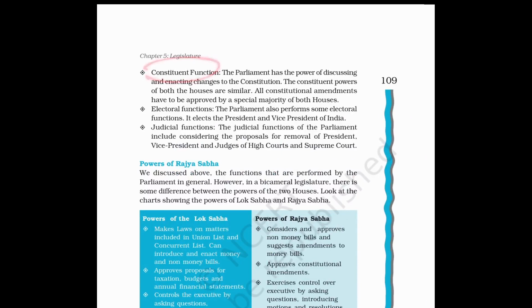Next is your constituent function. What is the constituent function? It is basically about making amendments to the constitution. We have a separate chapter on it, we'll deal with it later. Both the houses of the parliament get equal power in the case of making any constitutional amendment. Electoral functions: there are these two elections, president and vice president, which are conducted by the parliament. How does it happen? The president and the vice president.